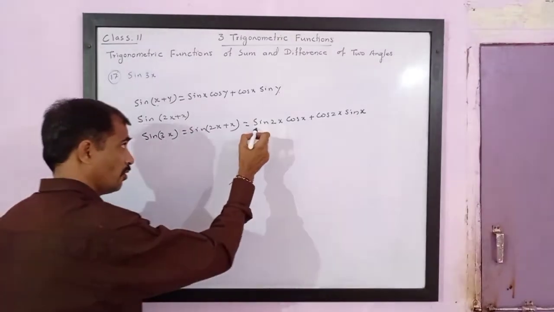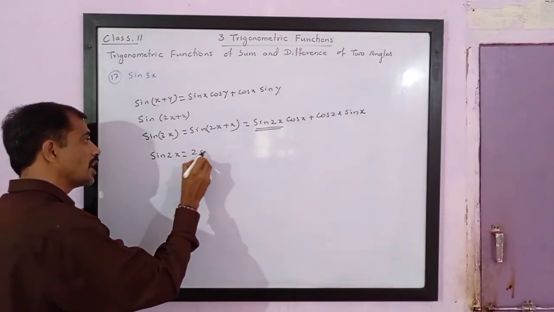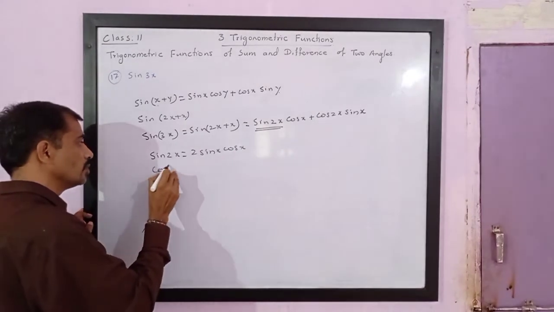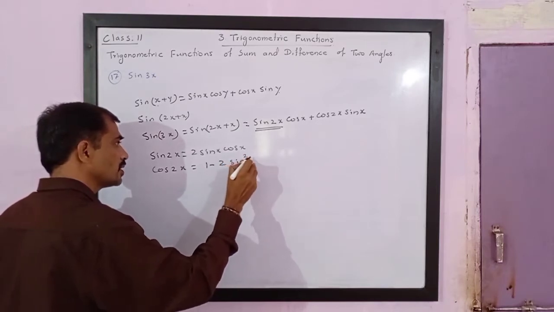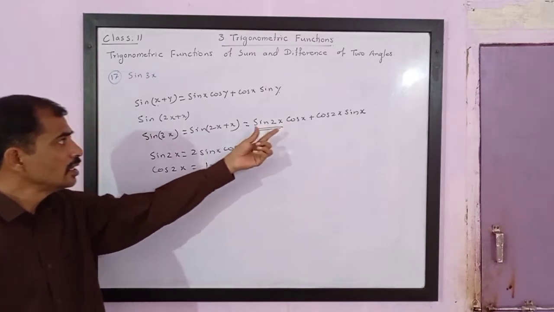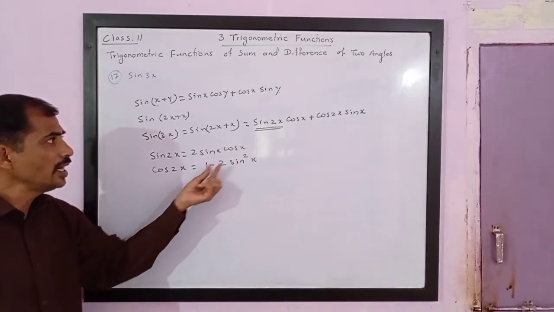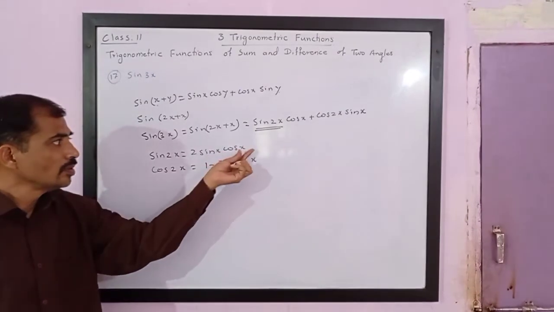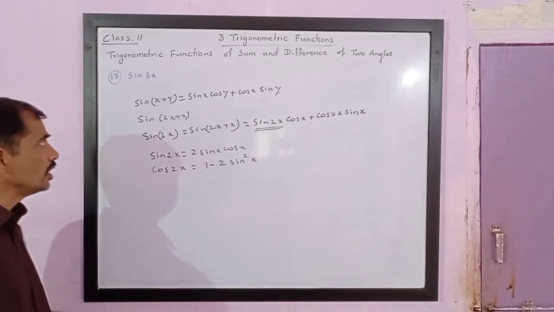Now we have the identity for sine 2x. Sine 2x is equal to 2 sine x cos x, and cos of 2x is equal to 1 minus 2 sine square x. Please try to understand. We are trying to convert all the terms in sine x form. So sine 2x is equal to 2 sine x cos x, and for cos 2x, first we are converting 2 times angle into the single time angle, and then we are going to convert this cos x. So let us see what we get.